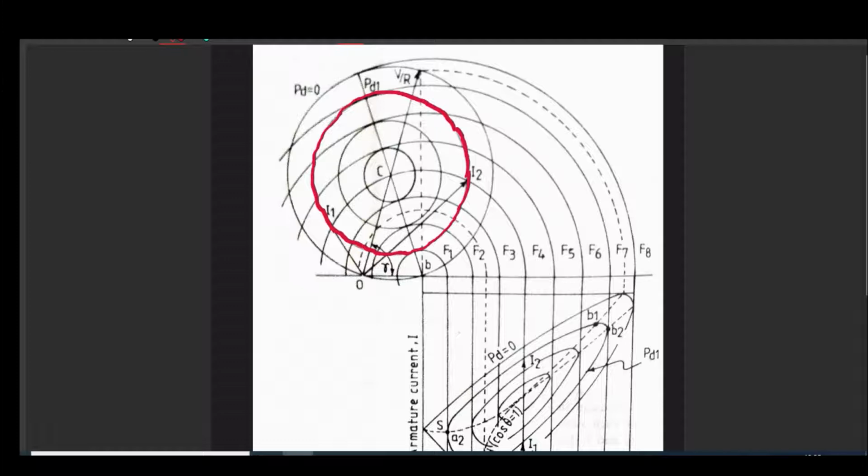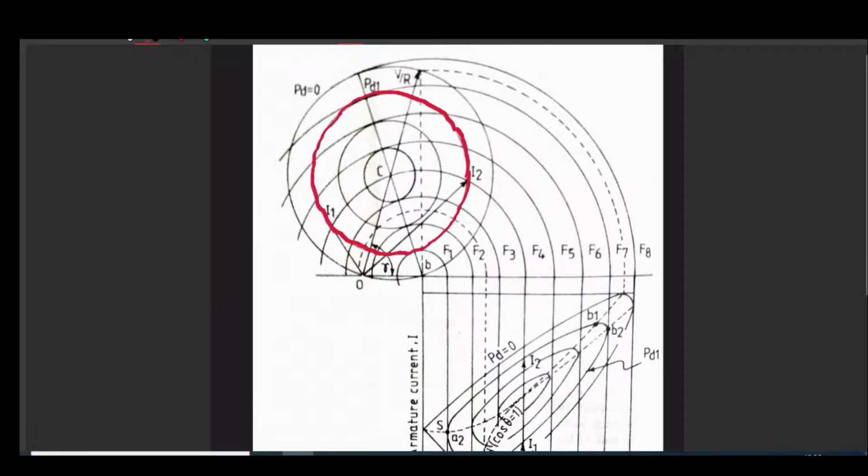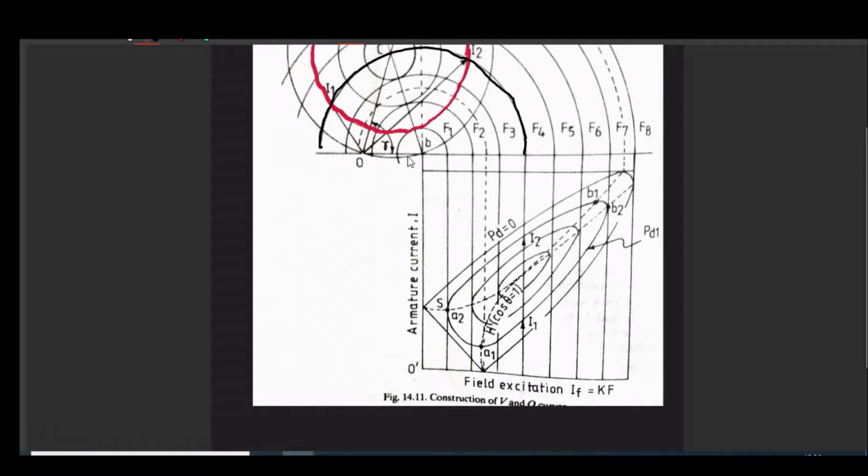Right. Now, as we know, for a given excitation value, say this one, this is a particular value of excitation given by E naught by ZS. E naught is your excitation, that is proportional to your IF.